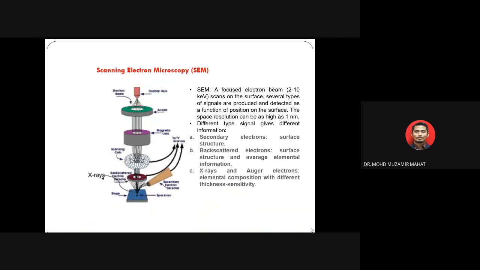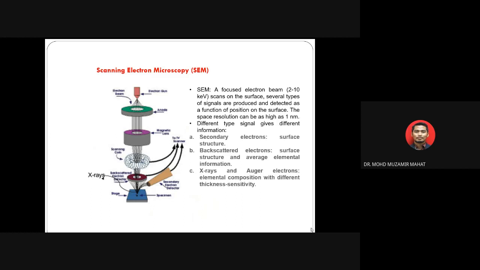And seeing the scanning electron microscope structure, which is some overview of it, a focused electron beam with a variation of electron volts in the range of 2 until 10 kilo electron volts scans on the surface. And several types of signal are produced and detected as a function of position on the surface. The spatial resolution can be as high as 1 nanometer. So different types of signal give different information.